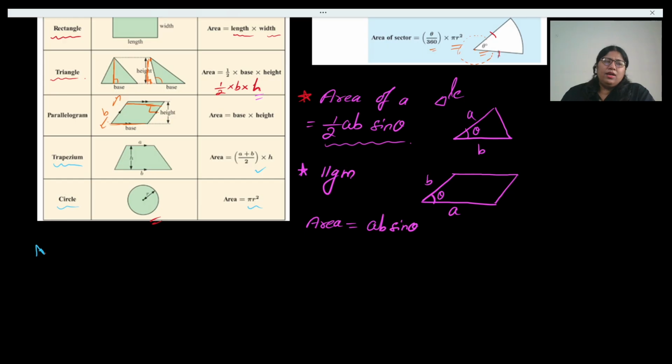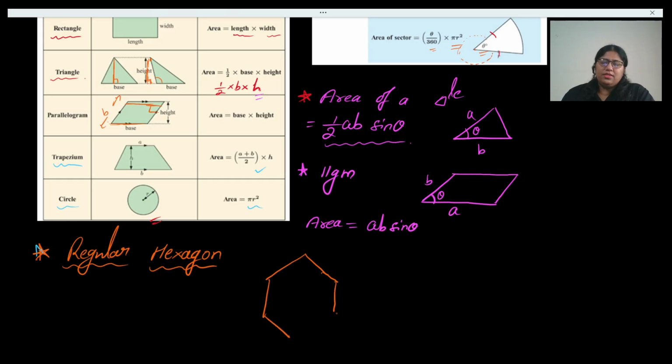Other than that, you should know how to calculate the area of a regular hexagon, because when you are taking a prism and pyramid, you are going to use it. If I'm taking a regular hexagon, it means all the sides are equal. This is a regular hexagon. Now, how do we do it here? All the sides are equal.